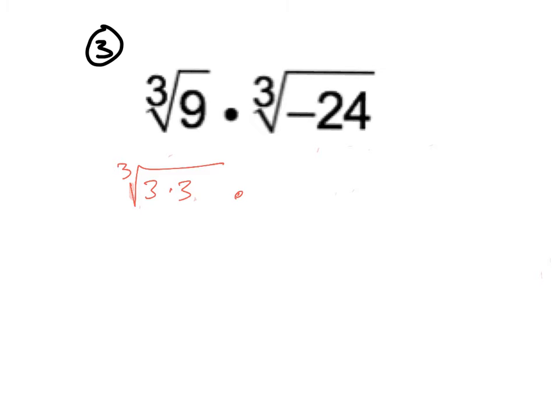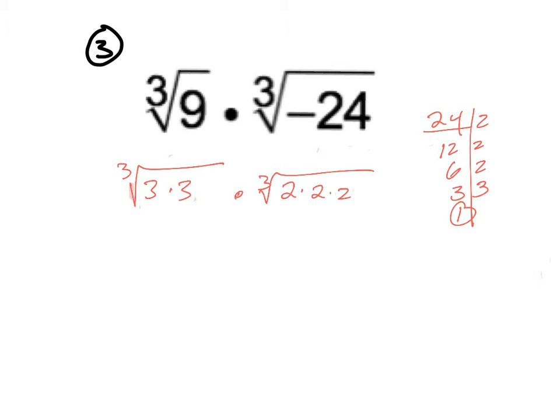Then there's the cube root of negative 24. We can break down 24 into 12, and then 2 goes into 12 again 6 times. Then 2 goes into 6 3 times, and 3 goes into 3 once. The cube root of 24 then would be 2 times 2 times 2 times 3. We see that we have 3 2's. The 2 can come out.